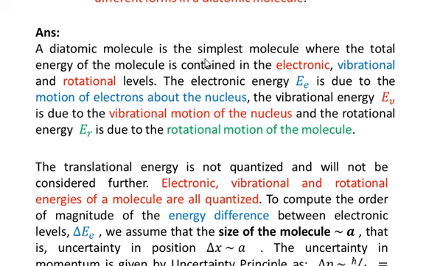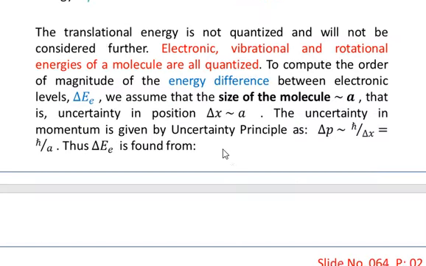Answer. A diatomic molecule is the simplest molecule where the total energy of the molecule is contained in the electronic, vibrational and rotational levels. The electronic energy represented by EE is due to the motion of electrons about the nucleus. The vibrational energy EV is due to the vibrational motion of the nucleus, and the rotational energy ER is due to the rotational motion of the molecule.